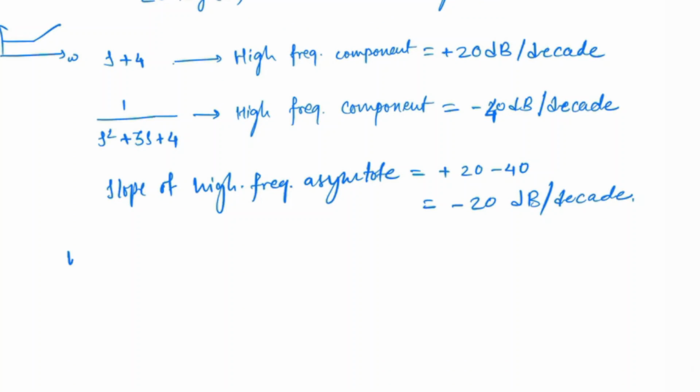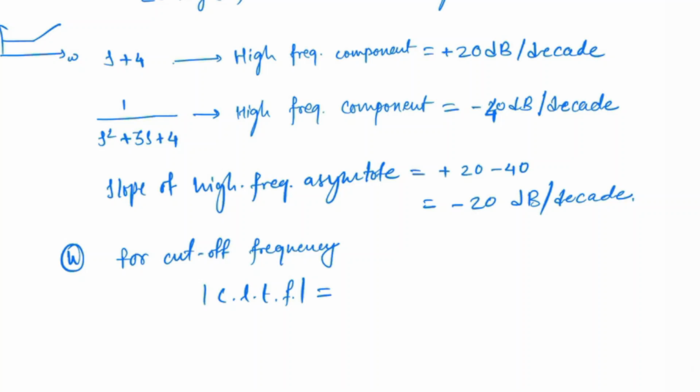Now finally, for the last part, for the cutoff frequency, we equate the magnitude to minus 3 decibels, which turns out to be 0.708.